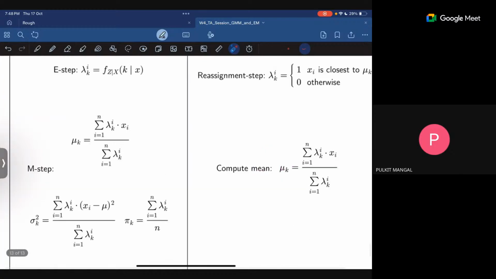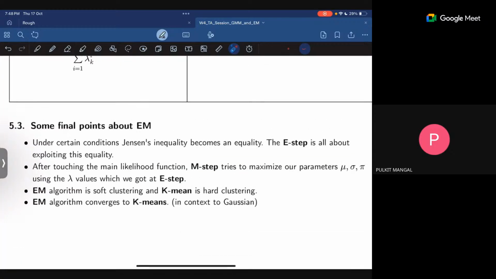There are certain proofs about this, and those proofs we will not be discussing in our course. But according to those proofs, under certain conditions, that Jensen inequality we talked about will become the equality in the E step. So when you do the E step, you update your lambda ik, and that will make the inequality we had between the original log likelihood and the modified log likelihood become an equality.